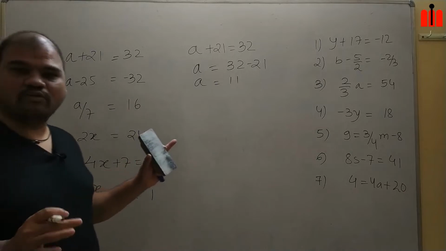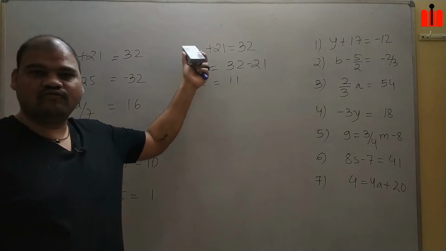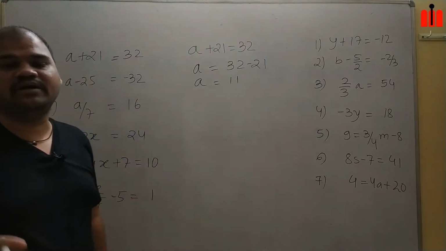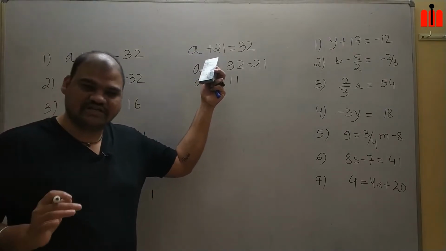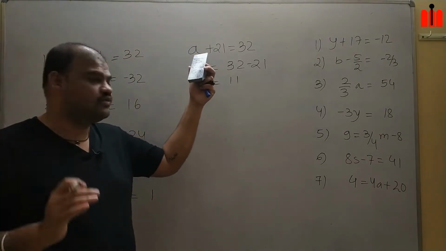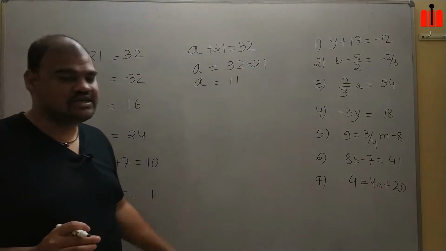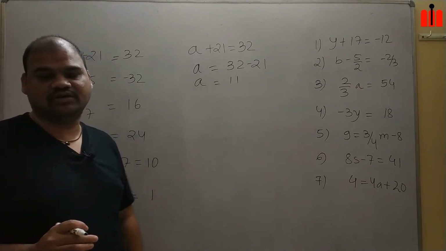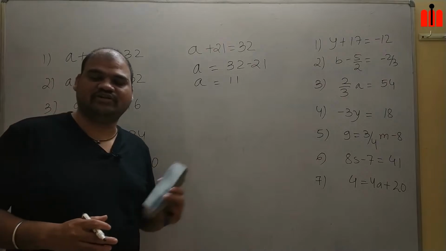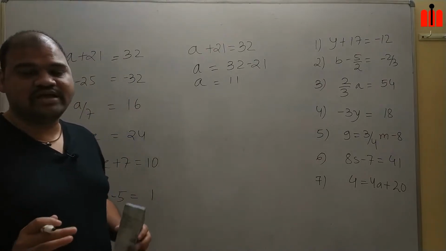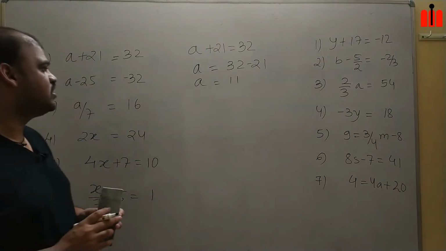So what is the primary operation we have learned over here? Whenever one number is in addition, the correct word is addition rather than positive, once it goes to RHS, it will become subtraction. So you will get A as 11. The value of A is 11 and the solution will be 11. This is how you have to deal whenever you come up with addition.